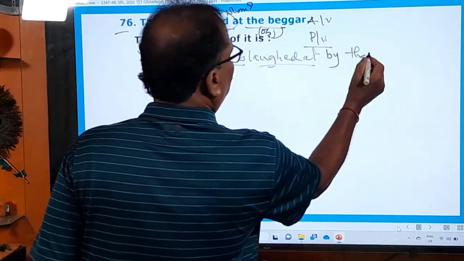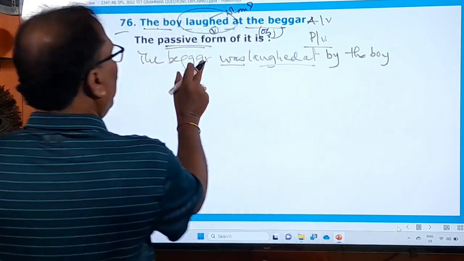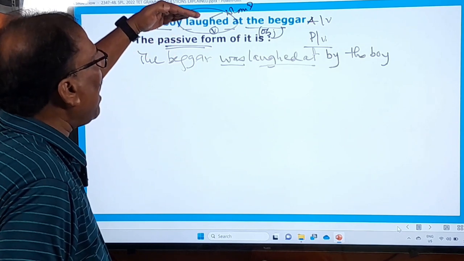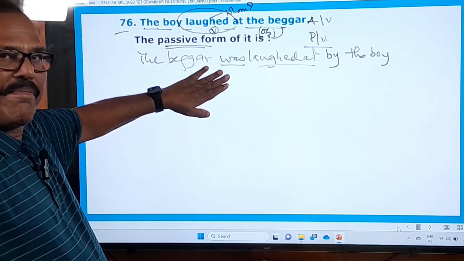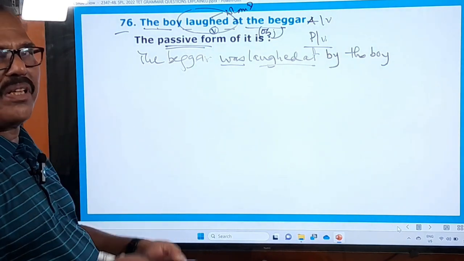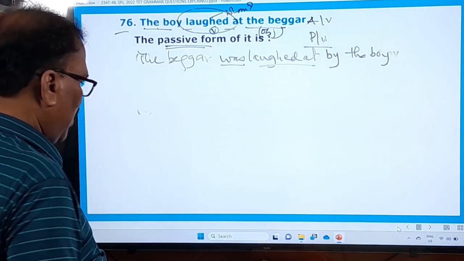This subject part should be used. The beggar was laughed at by the boy. This is how you change this active voice into passive voice. If you know this, you need not, you can say, search for the answers. Okay, now let me give you the options.